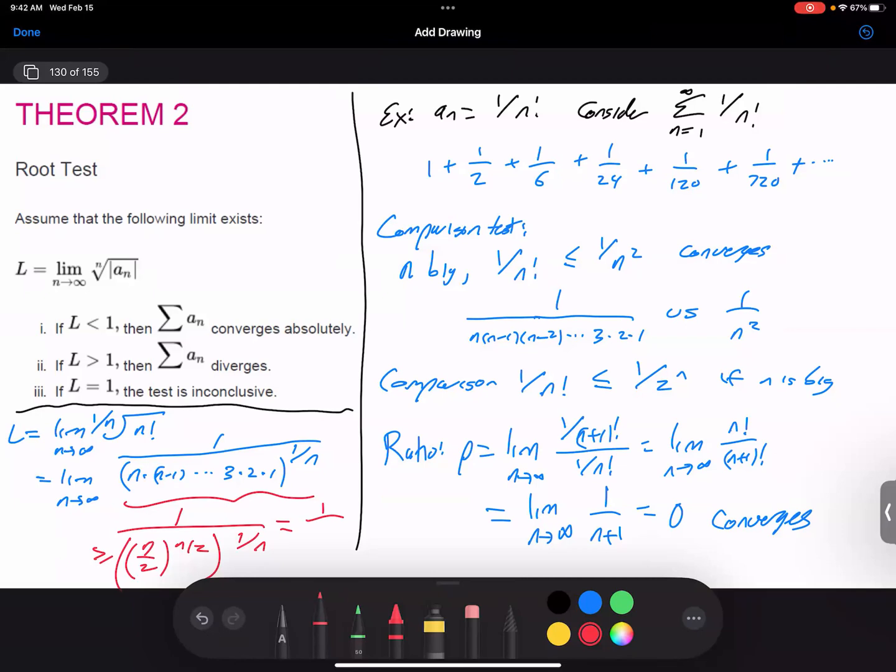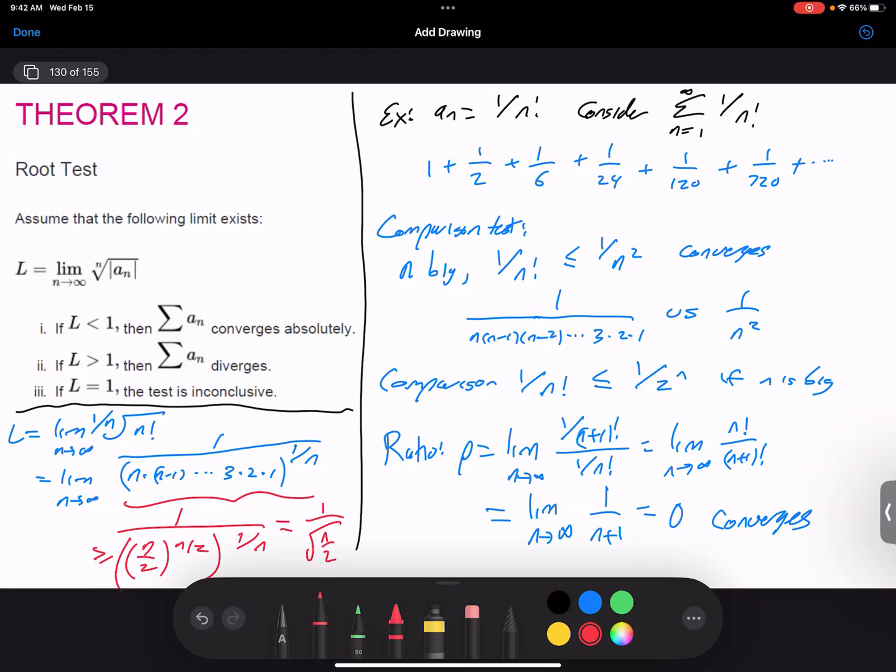What's n halves to the n halves to the 1 over n? You've got to remember your exponent laws. Yes? It's n halves to the 1 half. You multiply the exponents, n halves times 1 over n, so this is just 1 over the square root of n halves. Well, as n goes to infinity, what does 1 over the square root of n halves go to? The square root of n halves goes to infinity, so 1 over it goes to 0. So this limit will also have to be 0.